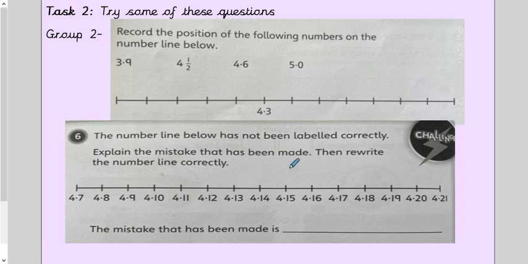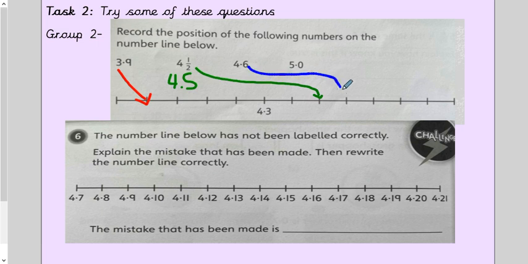Group 2, record the position of the following numbers on the number line below. So we have 4.3 here. So if we're going up in tenths, that would be 4.2, 4.1, 4, 3.9. So that would go there. 4.5 is equivalent to a half, so that would go there. And then 4.6 would just go after that. And 5 would be 4.7, 4.8, 4.9, 5. It would be at the end. Okay? Hope that was okay.